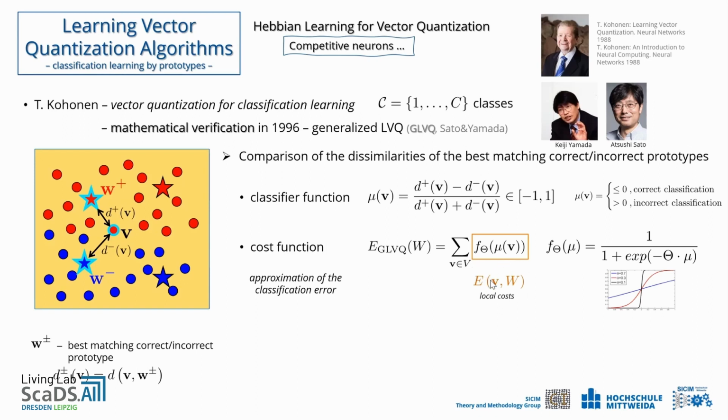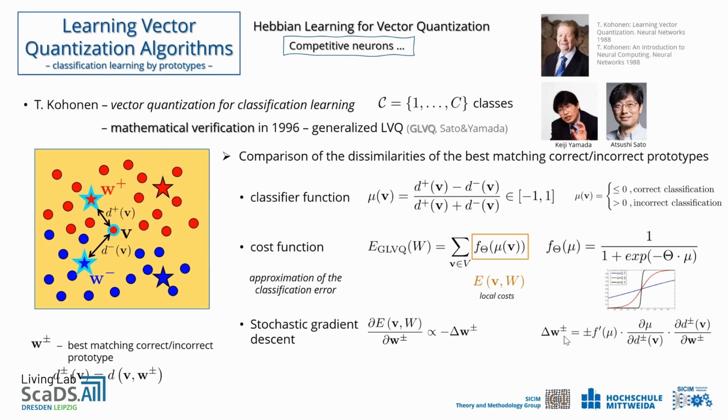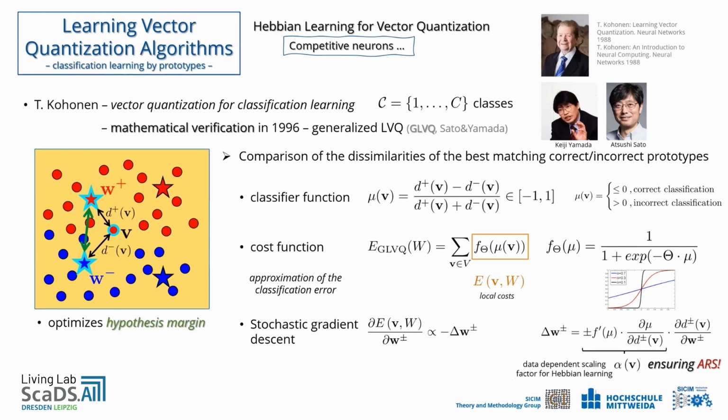And we have local costs. And if we can take local costs, we can approximate a stochastic gradient descent learning. And the stochastic gradient descent learning, of course, has now to take place with respect to the best matching correct and the best matching incorrect prototype. Applying the gradients, we just have a data dependent scaling, or so to say, learning rate, but the attraction repulsion principle is obtained also for these gradients. Interestingly, this approach optimizes a hypothesis margin. And this is very important for robustness.